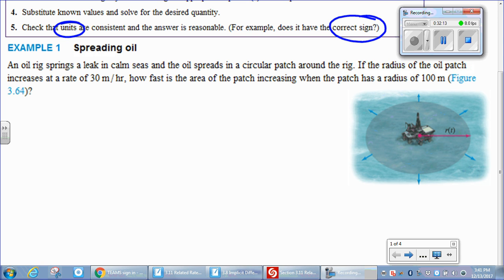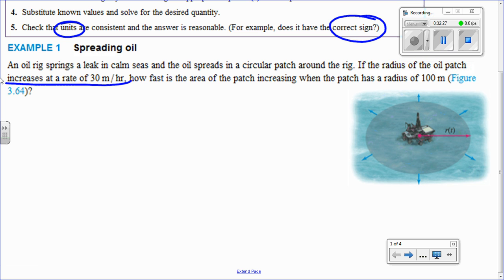Okay. So an oil rig springs a leak in calm seas, and the oil spreads in a circular patch around the rig. If the radius of the oil patch increases at a rate of 30 meters per hour, how fast is the area of the patch increasing when the patch has a radius of 100? So let's see.